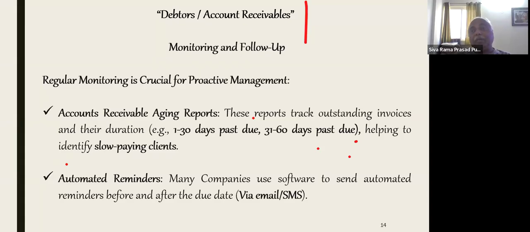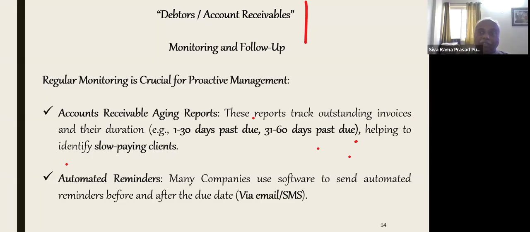During CIRP also, the company has to offer credit sales. Once credit sales are not offered, then going concern is not possible. It is a continuous process.